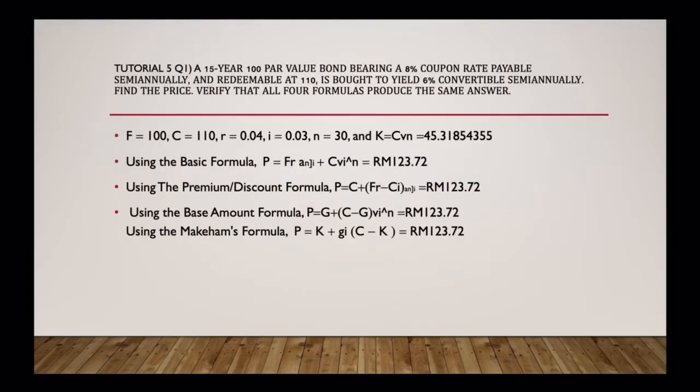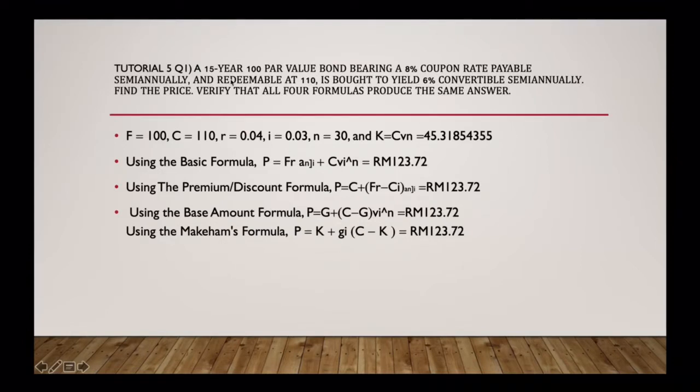For the very first question, I have decided to pick the first question from tutorial 5. This is basically to test our understanding and apply all four important formulas to find the price of a bond, starting with the basic formula, the most basic one. From here, we can derive 3 other formulas: the premium discount formula, the base amount formula, and also Makeham's formula.